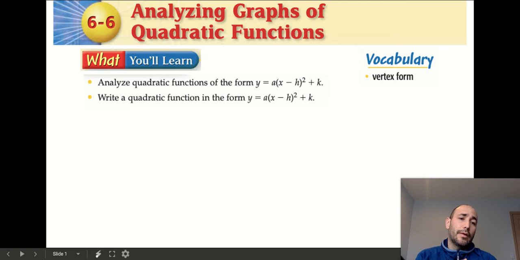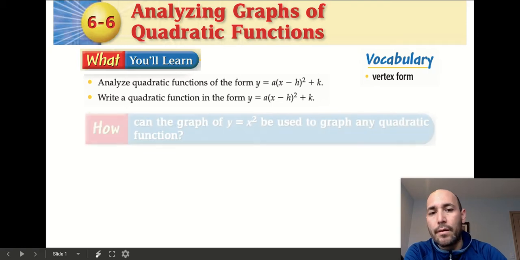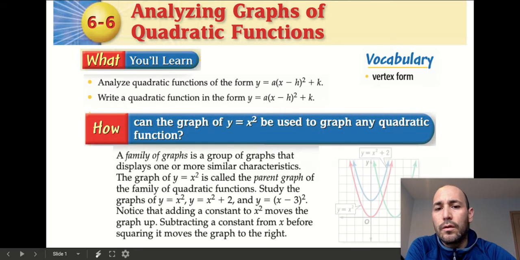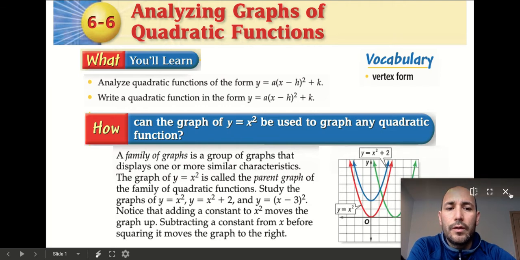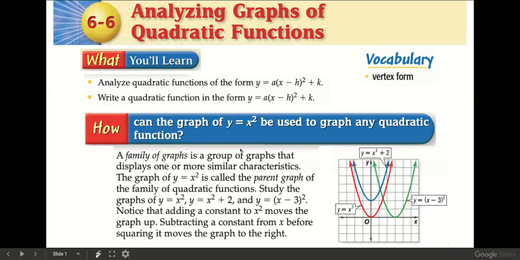So the vocabulary that we're going to keep in mind is vertex form, and I'm going to give you a hint: this right here is vertex form. This is what we're going to talk about today. So how can the graph of y equals x squared be used to graph any quadratic function? A family of graphs is a group of graphs that displays one or more similar characteristics. The graph of y equals x squared is called the parent graph of the family of quadratic functions.